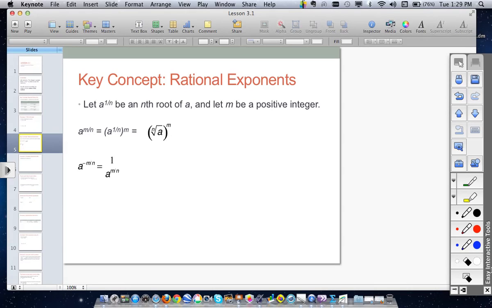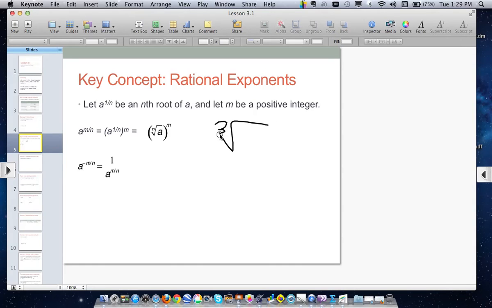You've already seen me do it a little bit with just the basic cube roots, where if I had the 3rd root of A, rewriting it as a rational exponent, 1 over n. But now we're saying, well, what if you have something other than 1? What if you have a to the 3/2, or a to the negative 4/5? How do we rewrite this?